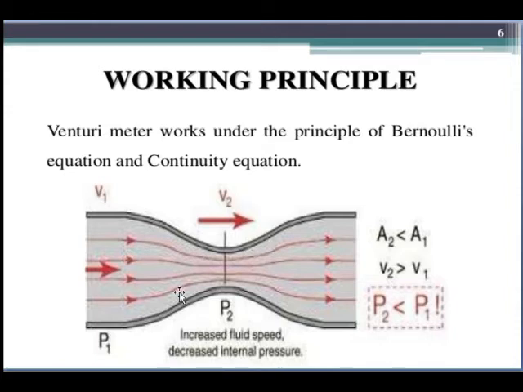According to the continuity equation, the velocity at the throat is more than the velocity at the inlet section. This increase in velocity at the throat results in a decrease in the pressure at this section. Here the cross-sectional area is reduced, due to this the velocity increases, and due to this the pressure at that section decreases.